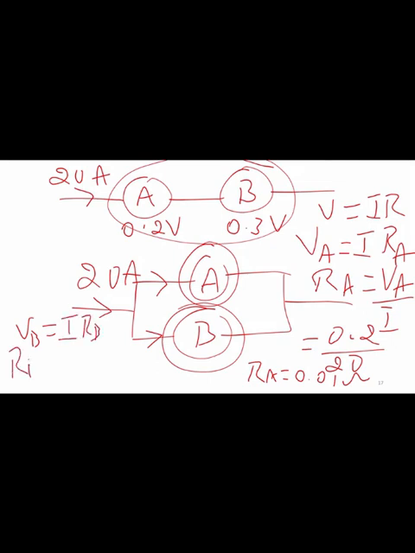Similarly, the drop across ammeter B is given by I into RB. So RB will be equal to VB by I. Here VB is 0.3, I is 20. So the resistance we are going to get will be 0.015 ohms. Now we got the resistance across ammeter A and resistance across ammeter B. Now we can go with the second condition.